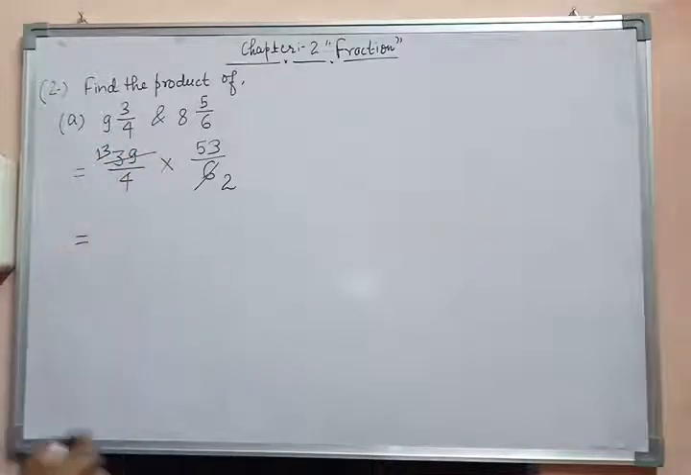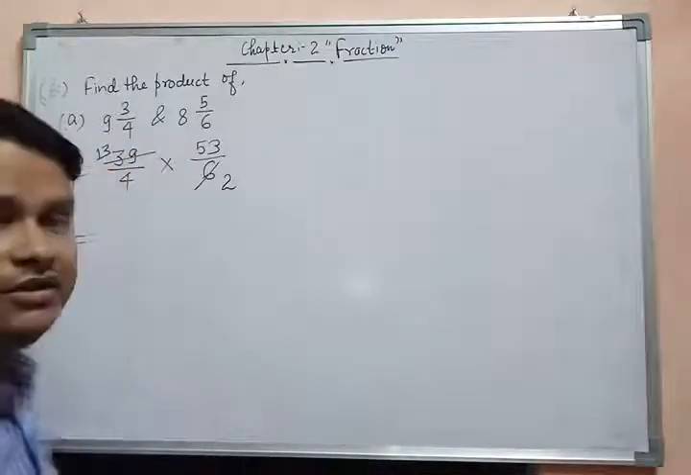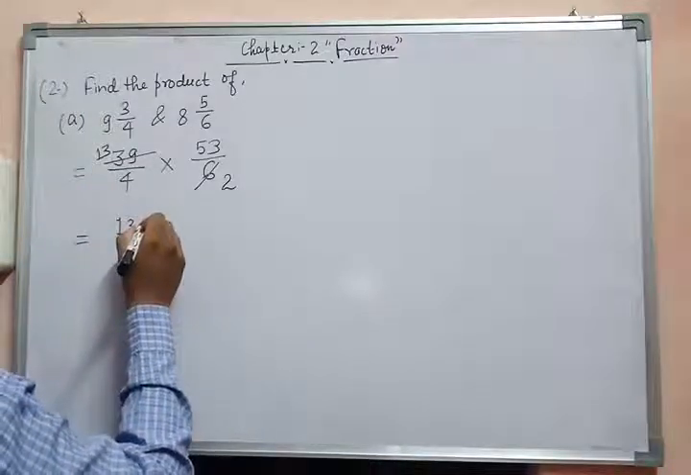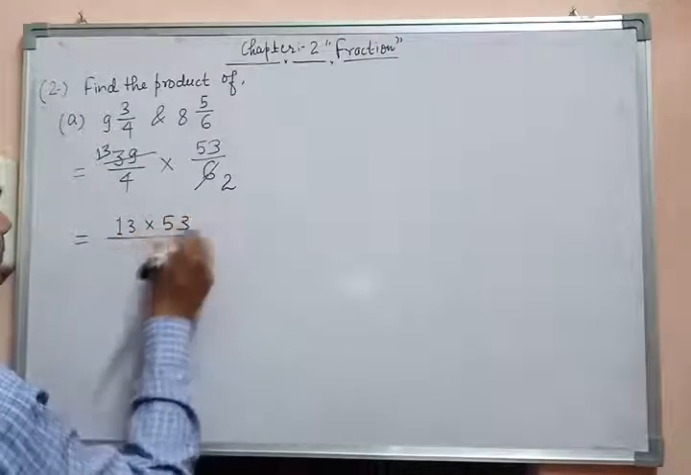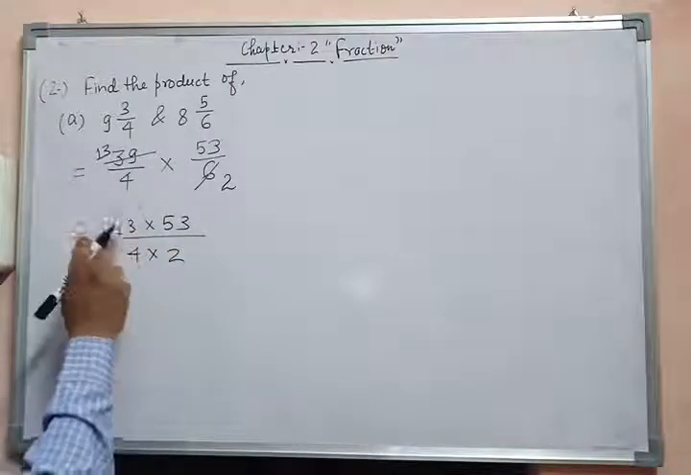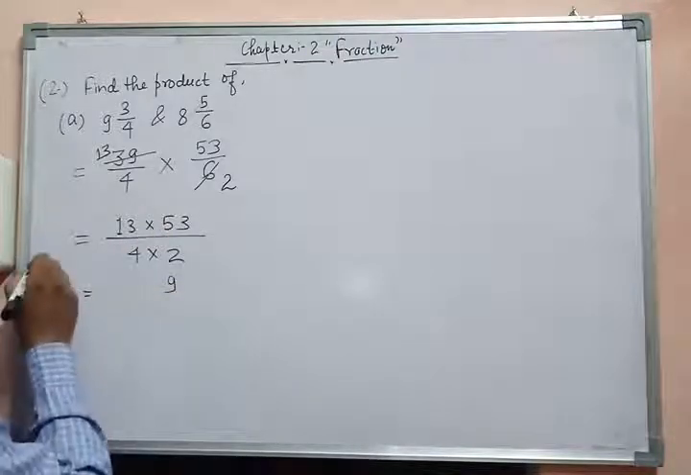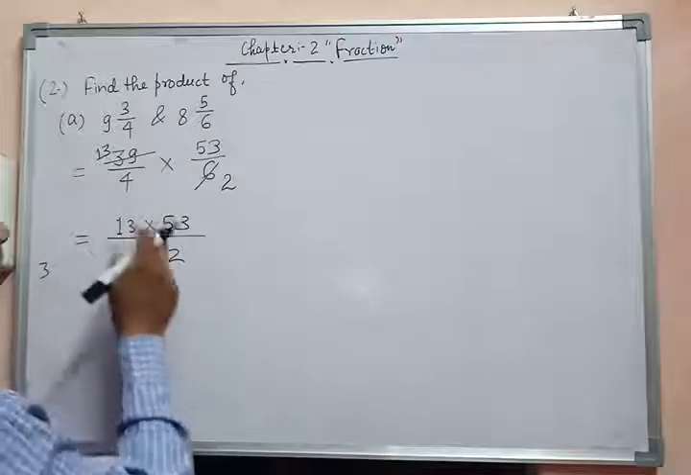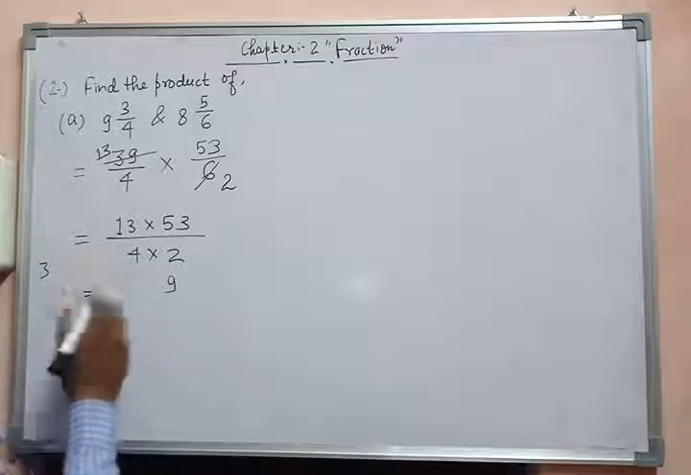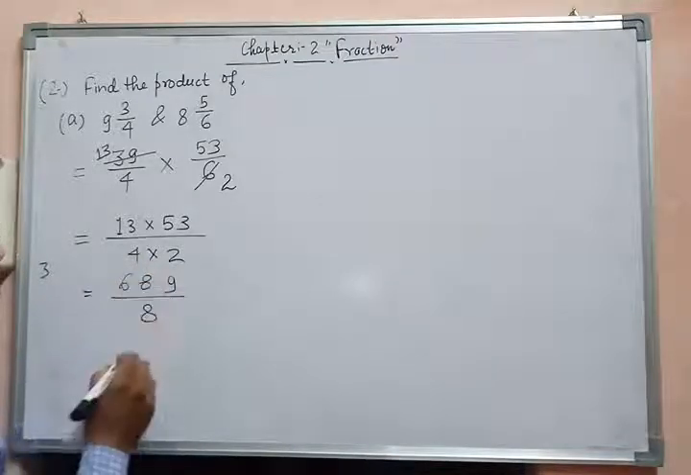Now no numerator or denominator is divisible with each other, so you can write it this way: upon 4 into 2. It means we have to multiply 13 3s are 39, then we get carry 3, and 13 5s are 65, and you have to add 3, then we get 68 upon 4 2s are 8.